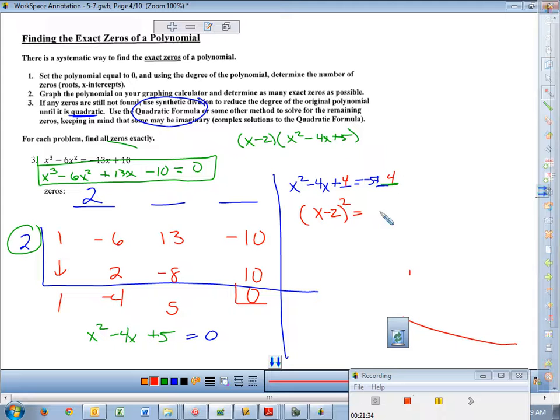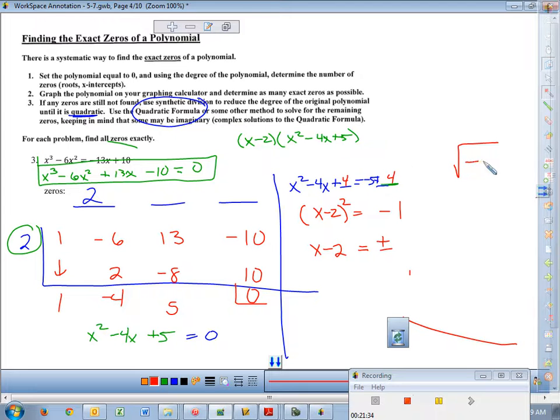Negative 1. Doesn't that mean to you that we're going to get imaginary answers? Because we have to square root it. So the square root of this is x minus 2. The square root of negative 1 plus or minus, what's the square root of negative 1?